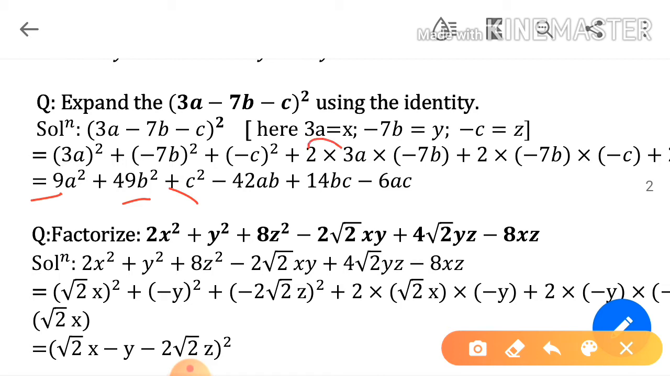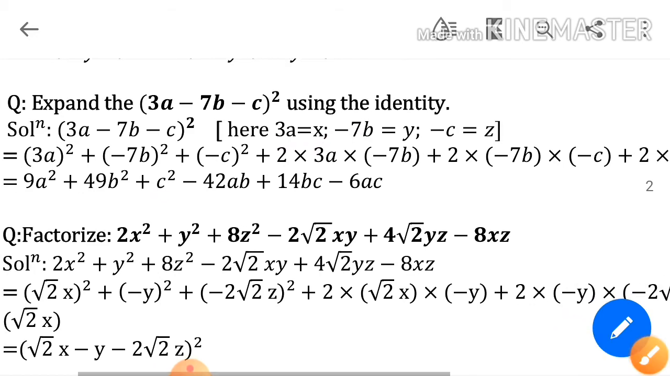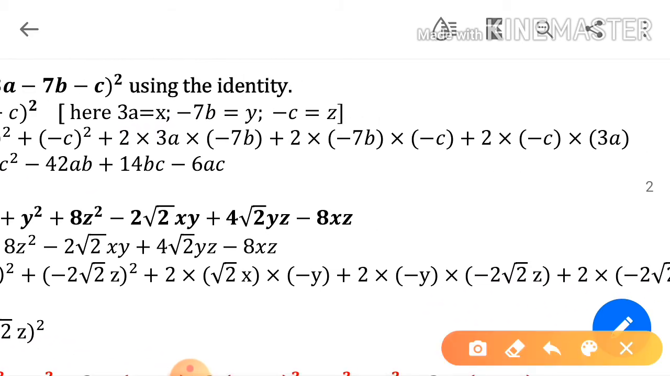Now 2 into 3 is 6, 6 into 7 is 42. Here is minus, here is plus, so minus 42ab. Now here is 2 into 7, that is 14, minus and minus, so two minuses become plus, so plus 14bc. Now in this part, 2 into 3 is 6, a into c is 6ac, and here is minus, here is plus, so minus 6ac.